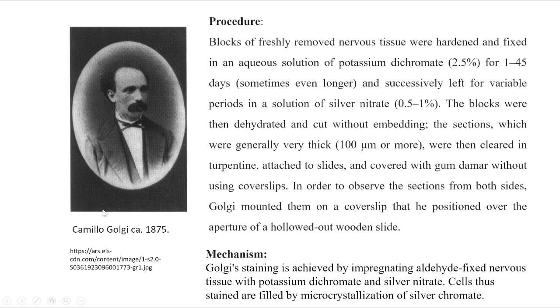Yeah, so coming back to the black reaction developed by Camillo Golgi, what was the procedure? So the procedure was basically like this. The freshly removed nervous tissue was first hardened and then fixed in potassium dichromate for several days and then left successively for variable periods of time in silver nitrate. Then the blocks were dehydrated and then cut.